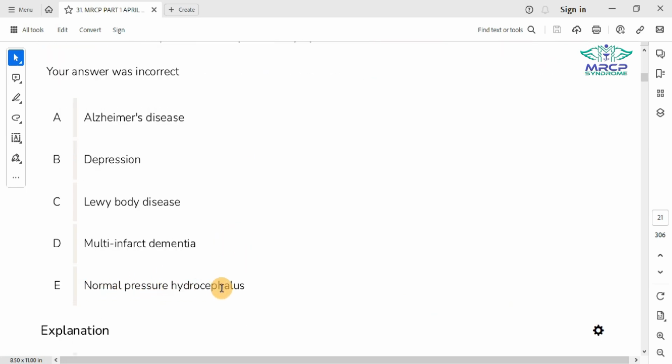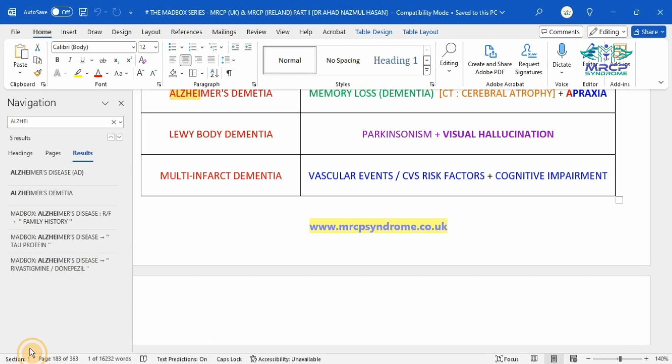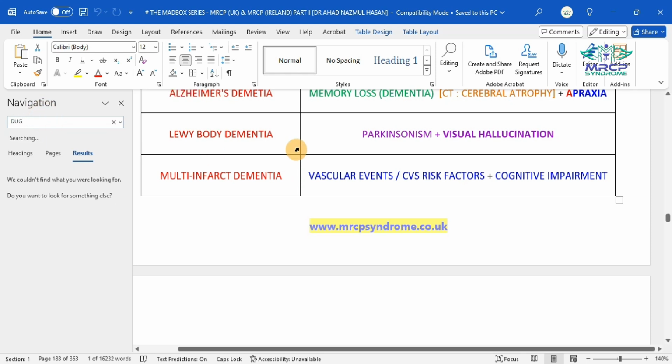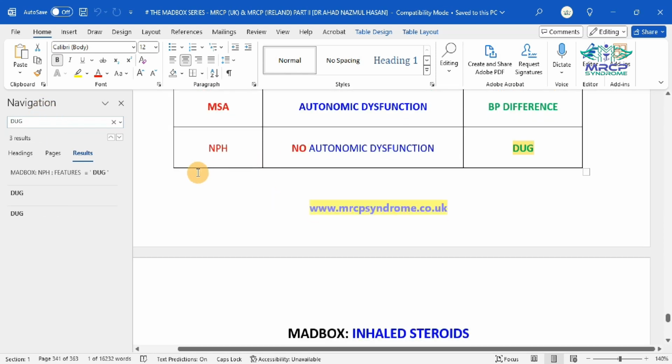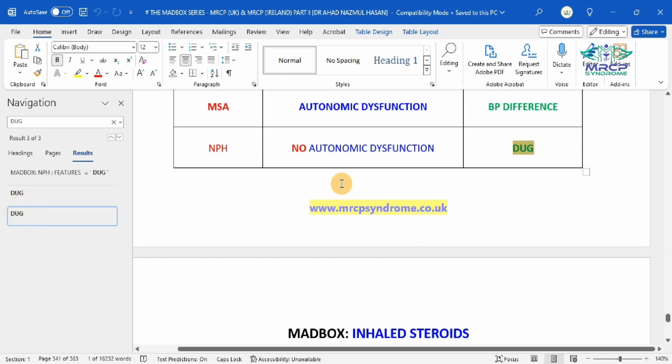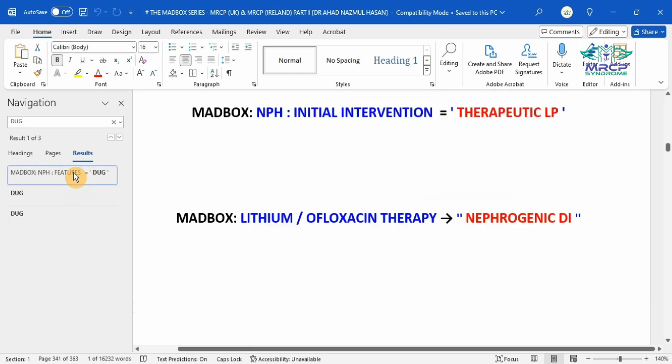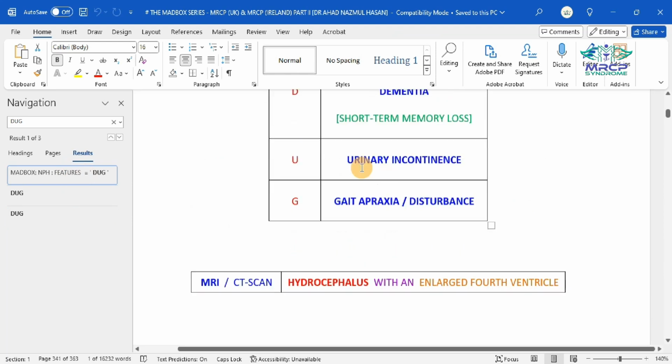And what should be the triad in case of normal pressure hydrocephalus, the NPH triad? Dementia, urinary incontinence, and gait disturbance. Yes, they will come up with the features of DUG. There will be features of dementia, urinary incontinence, and also gait apraxia. These three are the features of NPH: dementia, urinary incontinence, gait apraxia or disturbance.